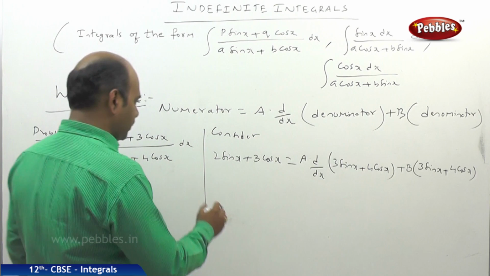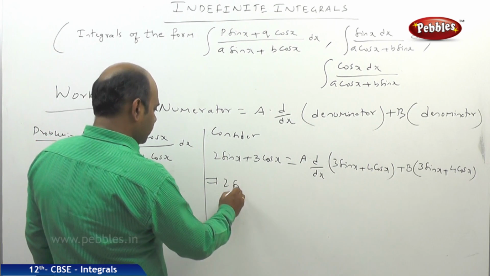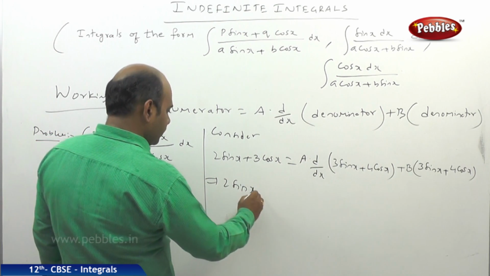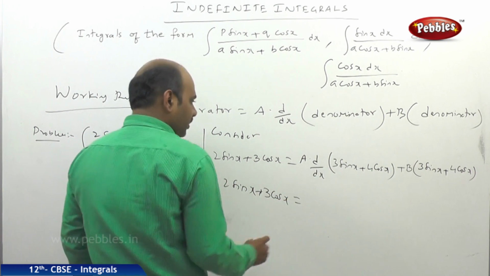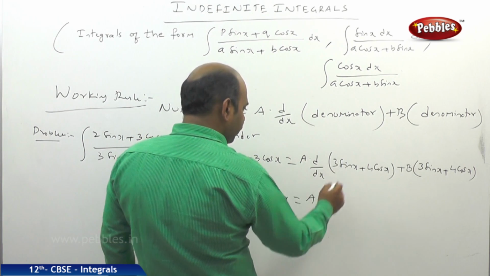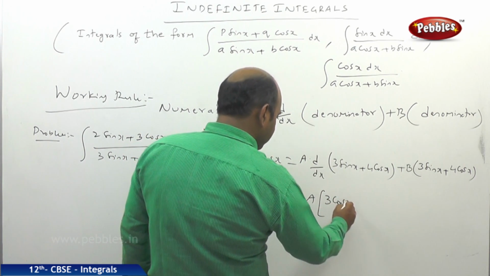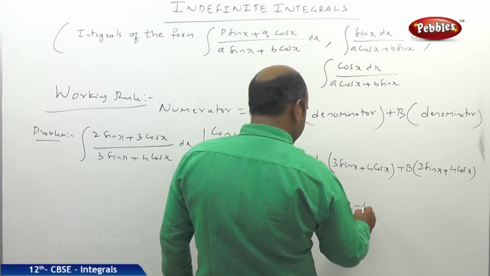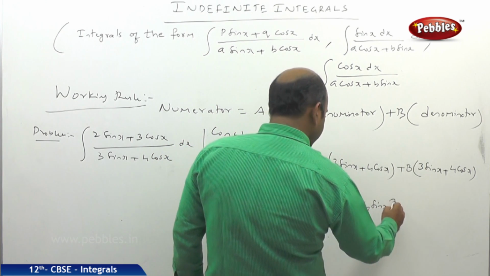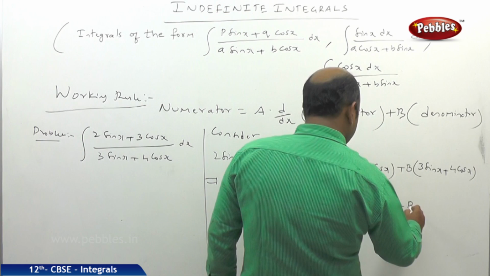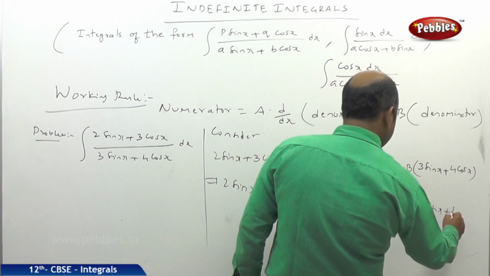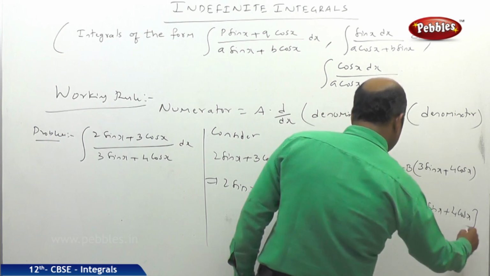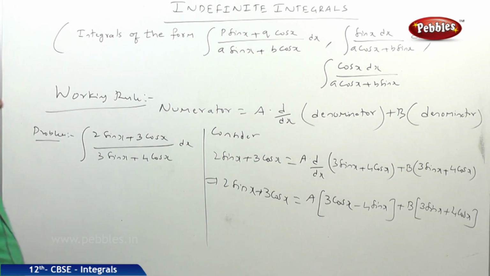So finally what happens? That implies 2 sin x plus 3 cos x is equal to a into the derivative of 3 sin x, which is 3 cos x, plus the derivative of 4 cos x, which is minus 4 sin x, plus b into (3 sin x plus 4 cos x). Now we need to evaluate the values of a and b. How can you evaluate the values of a and b?